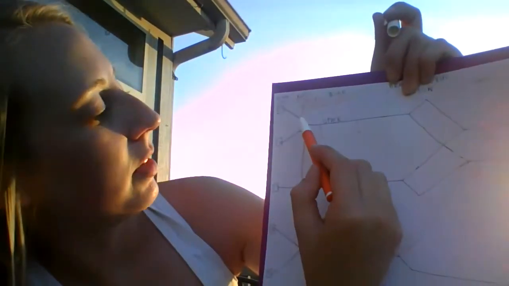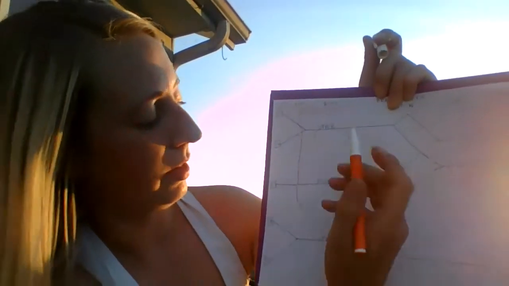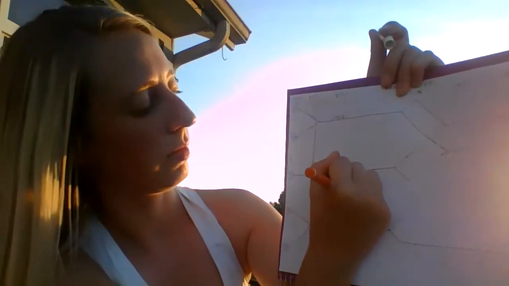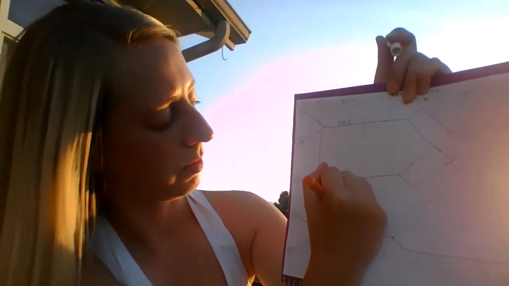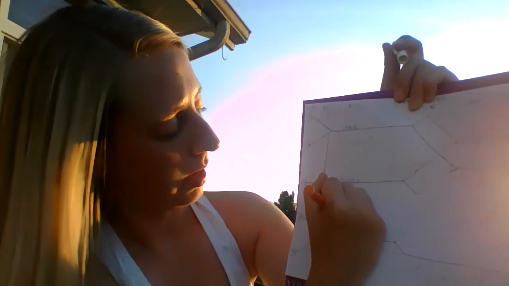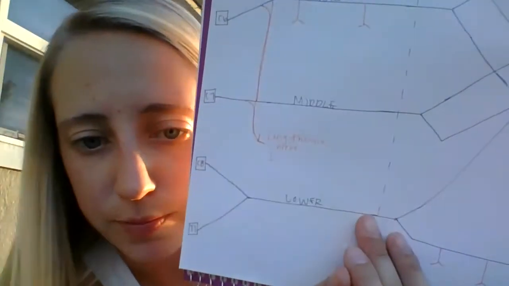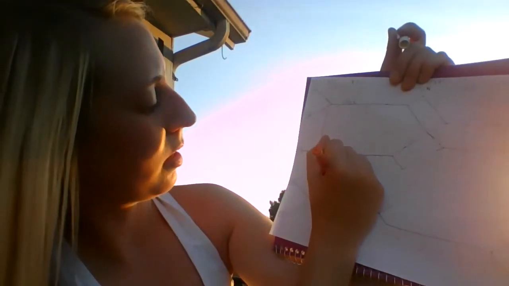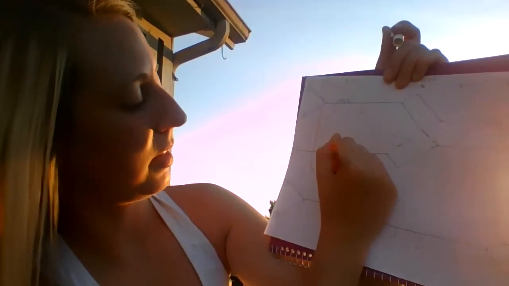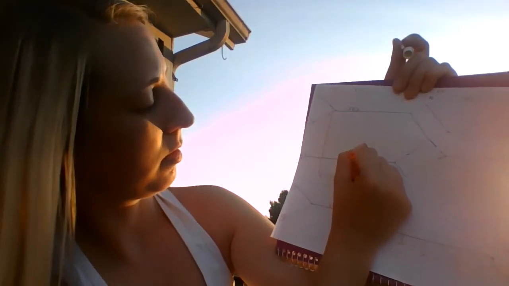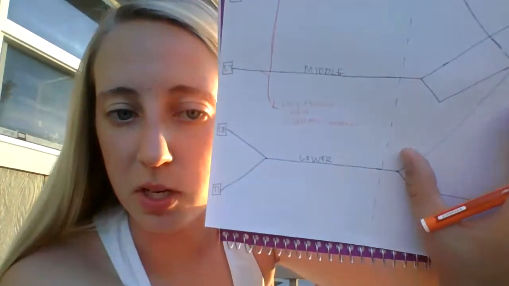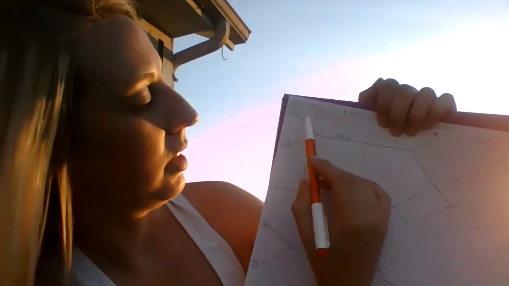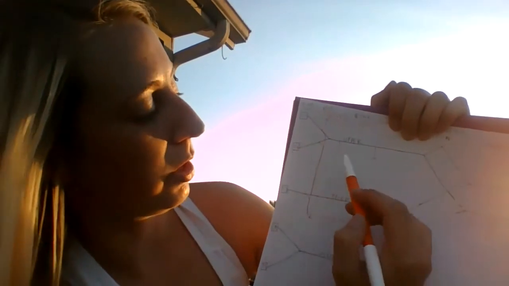So then off of C5, C6, and C7, we have the long thoracic nerve. And the long thoracic nerve innervates the serratus anterior, the serratus anterior muscle. And then off of the upper trunk, we have two nerves.